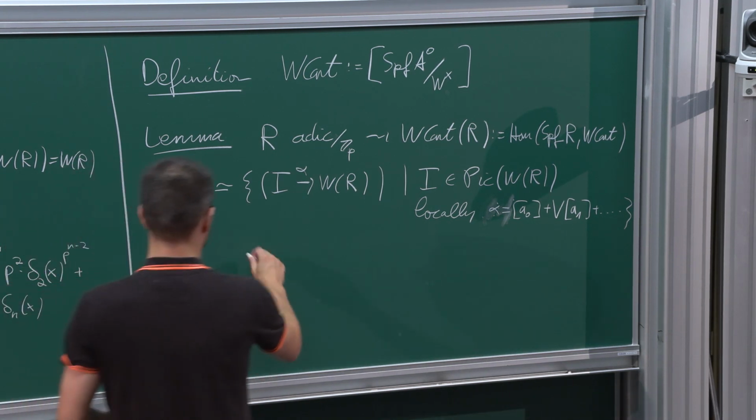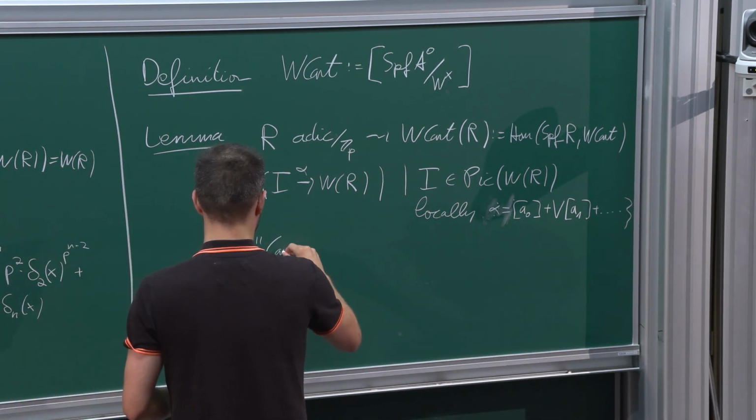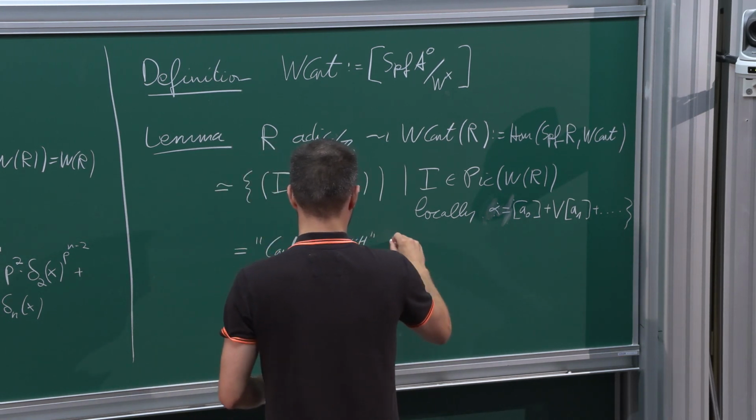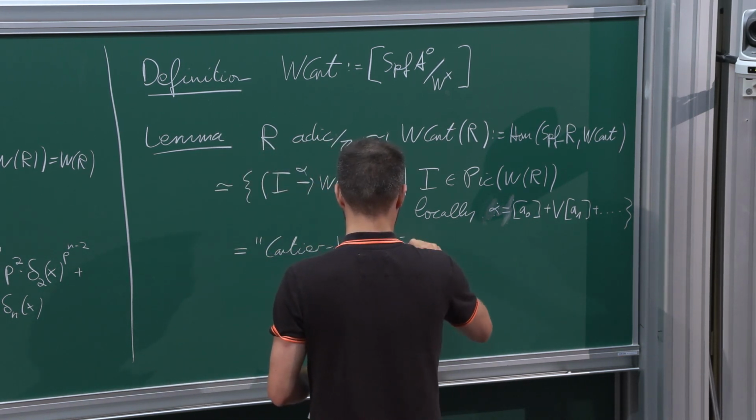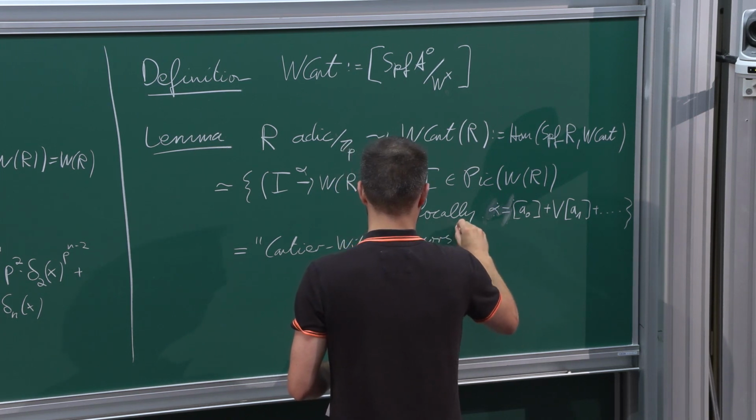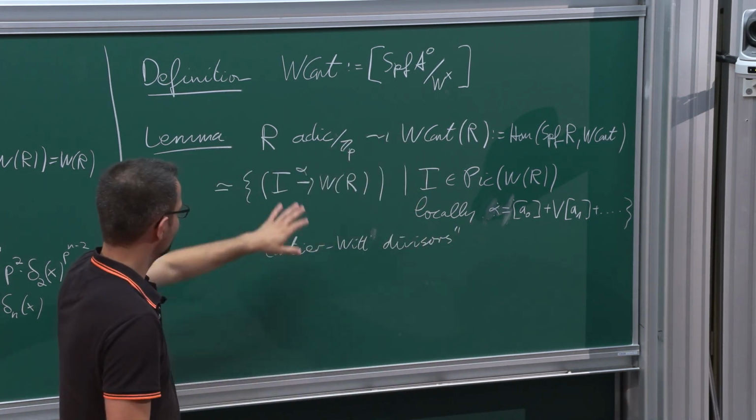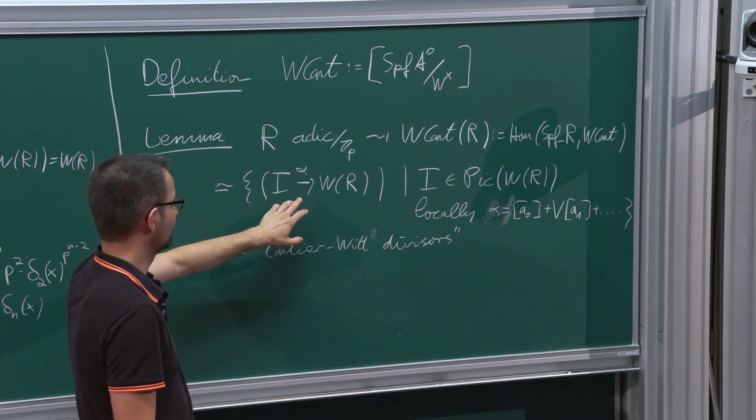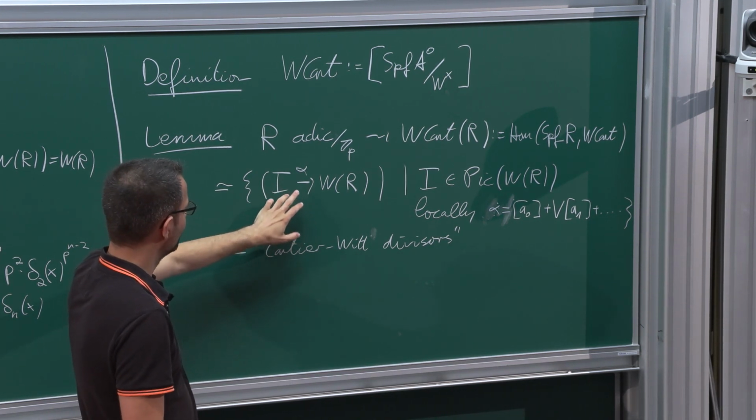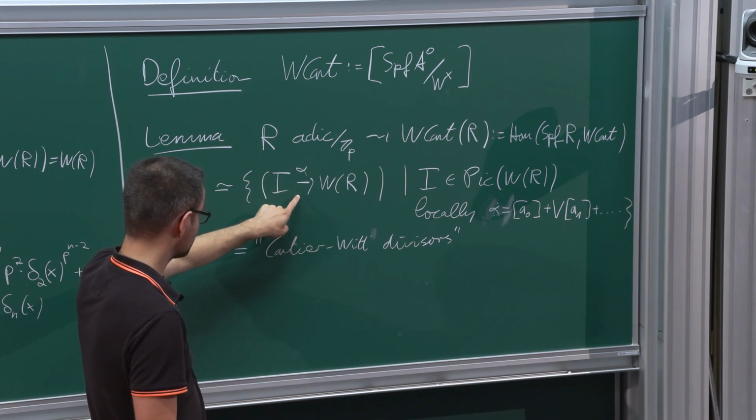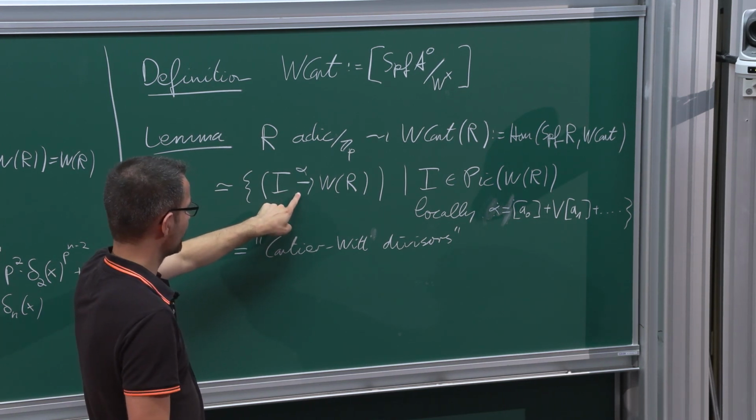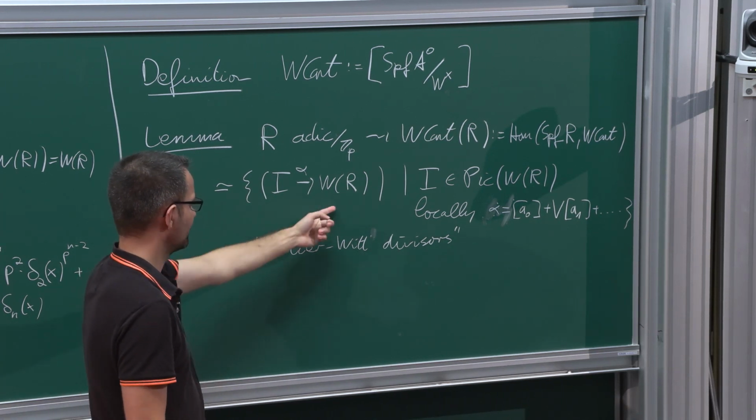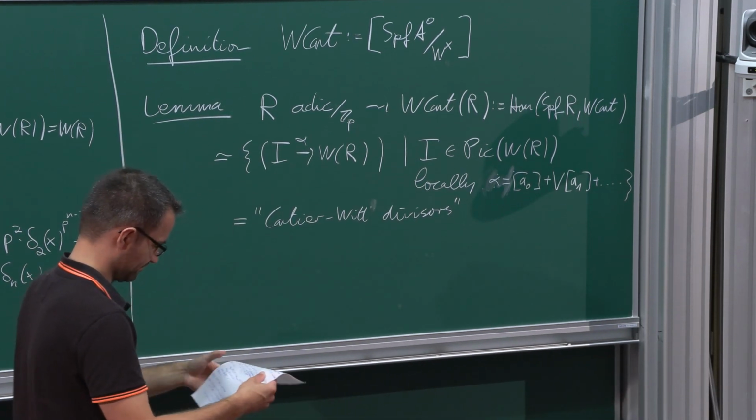And so these gadgets are also called Cartier-Witt divisors. So one warning, this morphism alpha is not assumed to be injective, and that's actually a very nice feature. And therefore, we are speaking about a generalized Cartier divisor, meaning just an invertible ideal with a map to the ring.